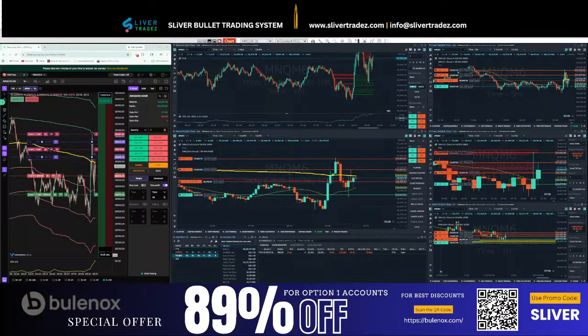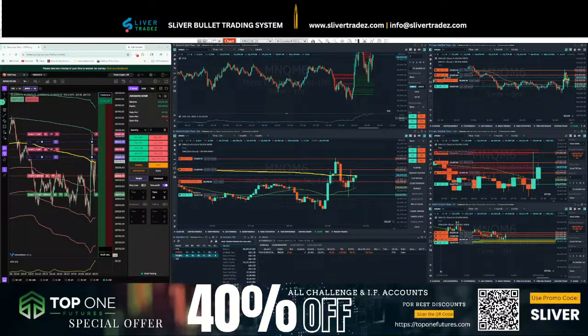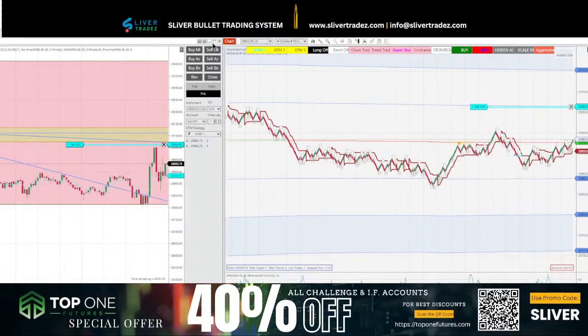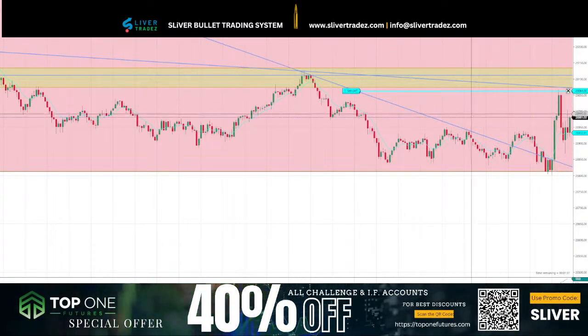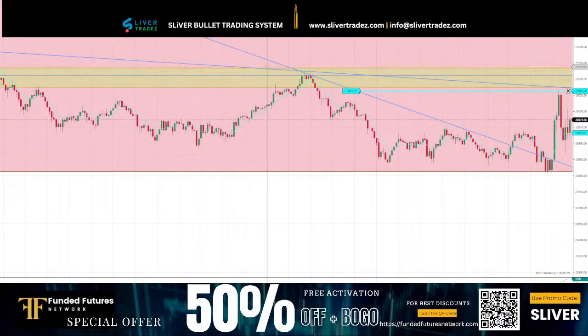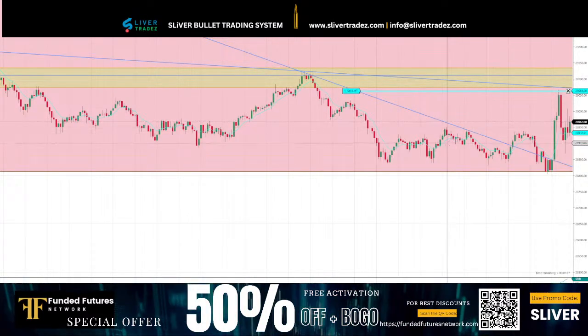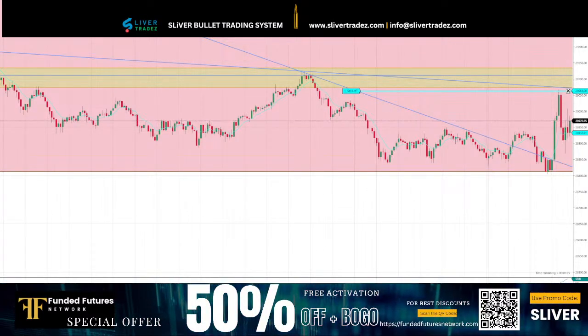Okay, let's check this chart here. So market went up to this trend line and then reversed. Now what it wants to do?